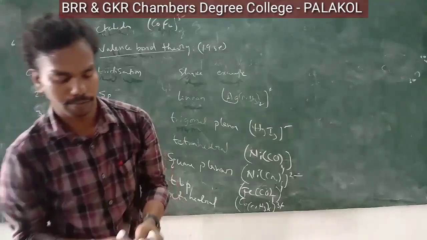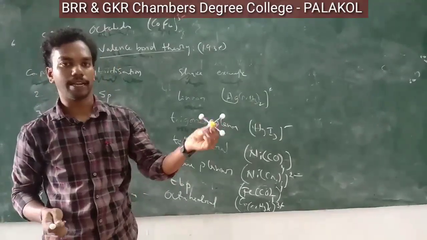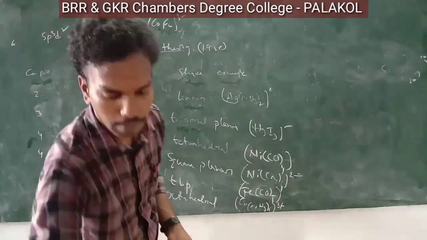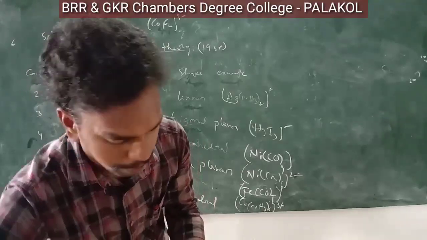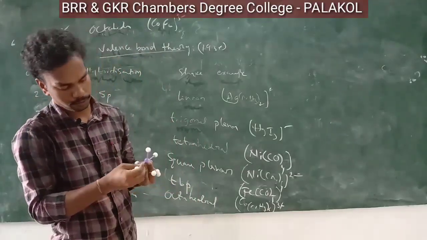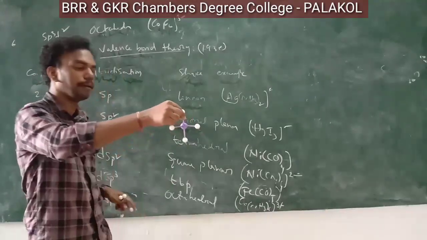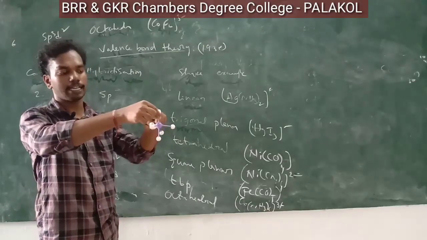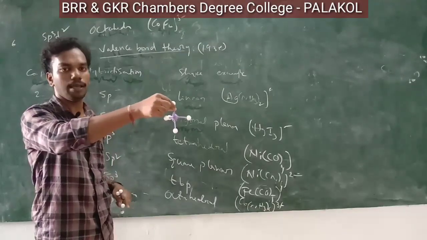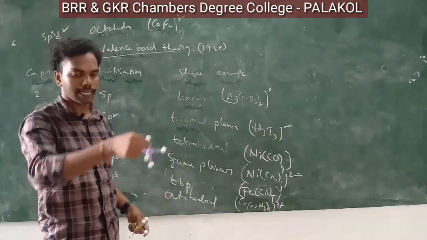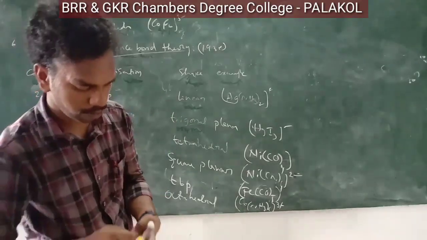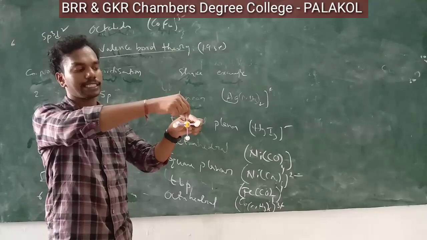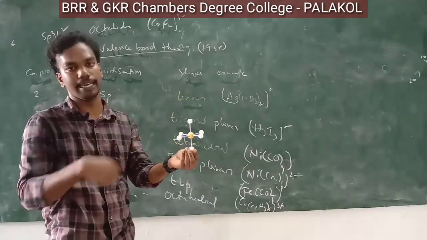And this is square planar, dsp2 hybridization. And this is trigonal bipyramidal geometry: 3 atoms in one plane, one atom above the plane and one atom below the plane. And the last one, octahedral geometry: 2 ligands along the x axis, 2 along the y axis, and 2 along the z axis, so overall there are 6 ligands. Okay, right.